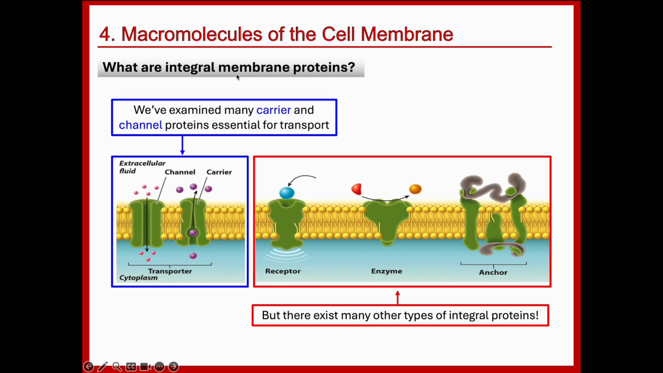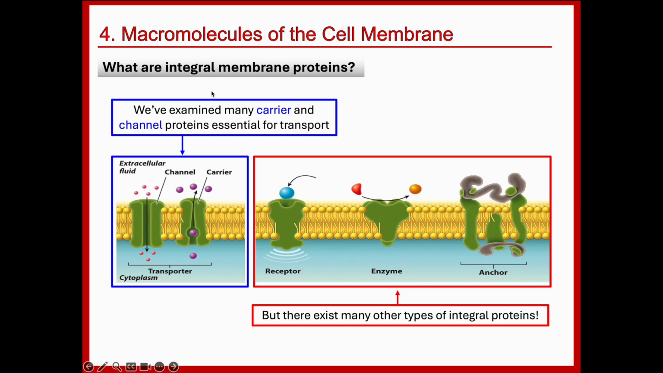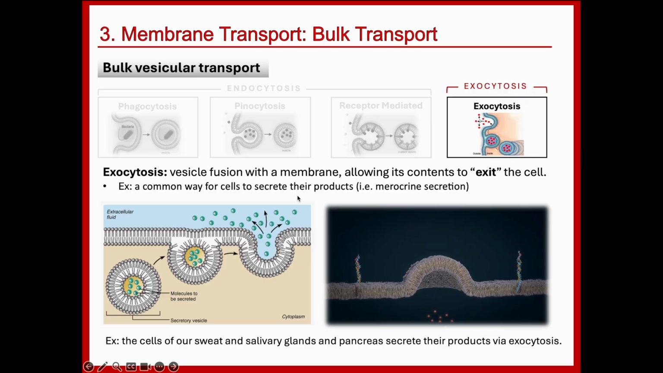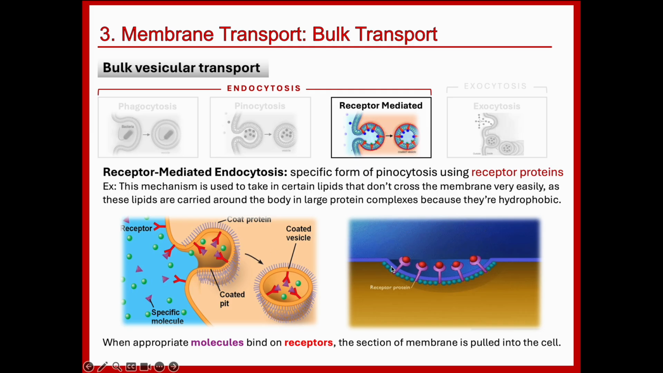So let's start with the integral membrane proteins. These over here that span the membrane. We've examined some of them, many of them, channels and carriers, right? We've talked about these. Those are integral membrane proteins. But there exist many other types, such as receptors. Like sometimes there'll be a little signal that binds here and tells the cell to do something inside, right? That's called a receptor. You just saw a receptor over here, right? These were receptors that told the membrane to fuse inwards, right? So that's some examples of those.